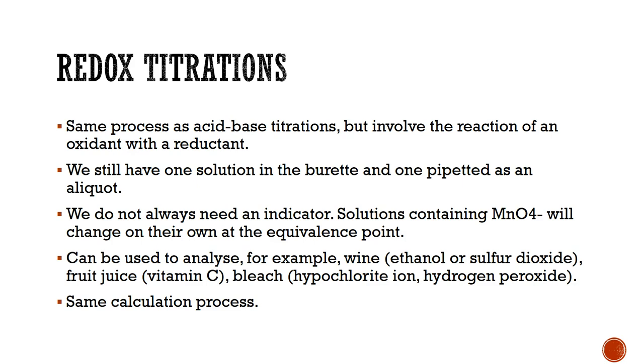These titrations are used for a number of things, quite often in food chemistry. So in determining the amount of sulfur dioxide or even the amount of ethanol in wine, looking at vitamin C content in fruit juices or in vegetables. Some of you may look at using a vitamin C titration for your IA, for your investigations. We can use them for determining the concentration of bleach, or hydrogen peroxide, even figuring out how much chlorine is in pool water.